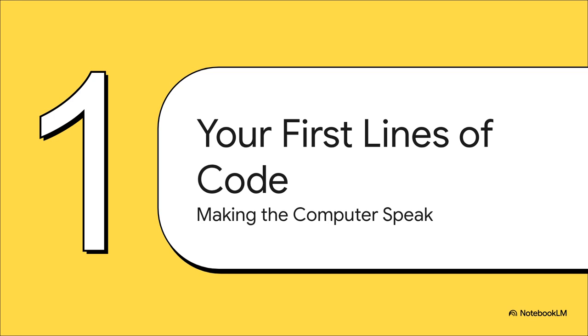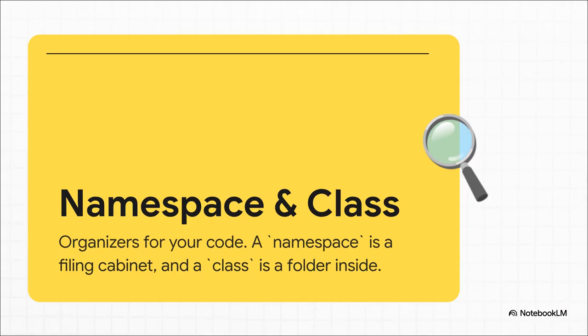So, if we're going to have that conversation, we need to learn the rules, right? We have to understand the basic structure, the grammar of the language. This is how we organize our thoughts in a way the computer can actually follow. Because let's be real, without organization, code becomes a total disaster fast. So C# gives us a couple of main tools to keep things tidy.